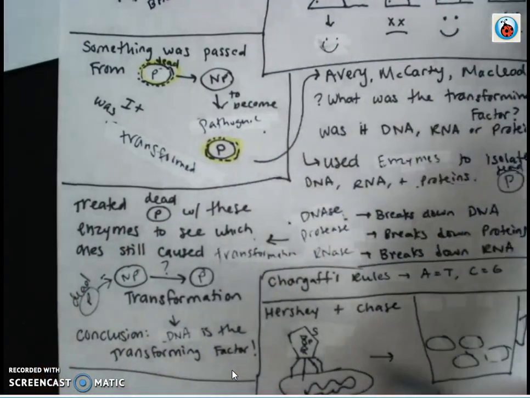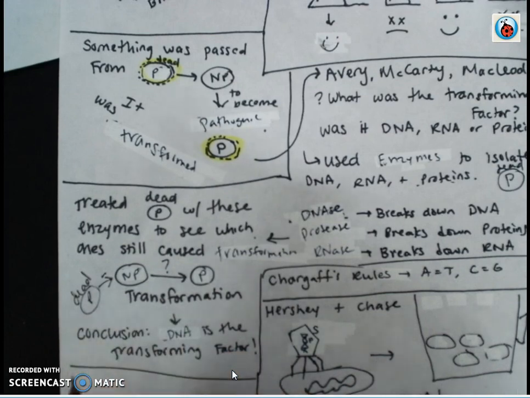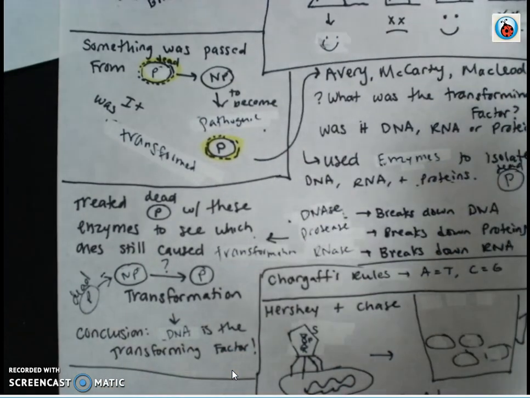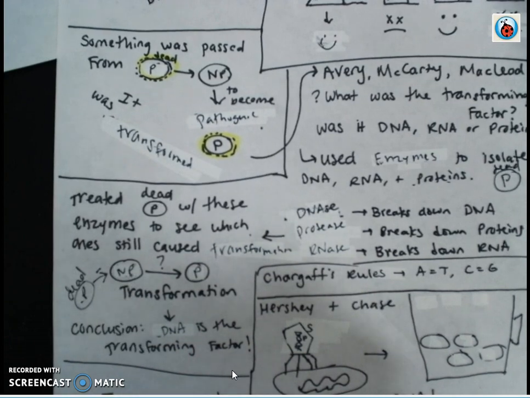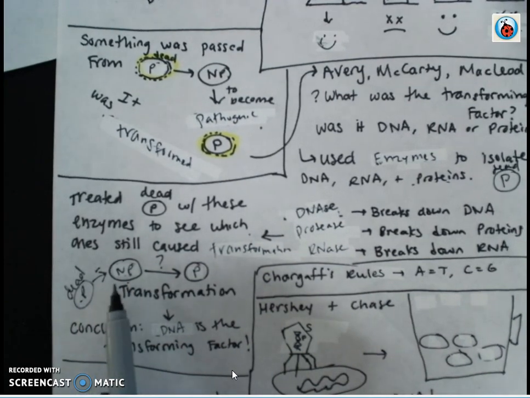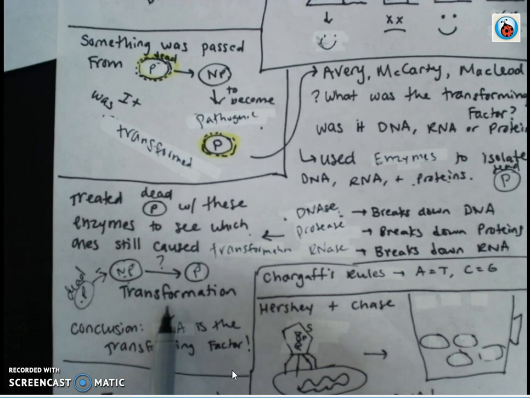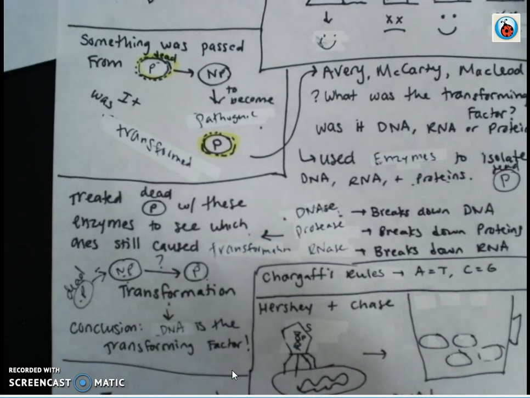It didn't pass, it was dead. But this bacterium here, the non-pathogenic one, was able to take up the DNA from the environment and incorporate those new genes into its chromosome. And then those new genes cause transformation and a new phenotype.